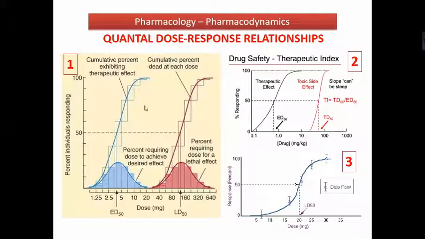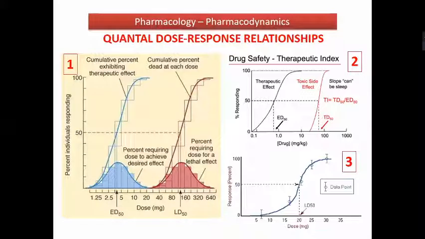Okay, so here when you graph the dose response of the drug, you can have something like this. Concentrate on this graph. Okay, so here again, as you increase the dose of the drug, you expect that many of the individuals will have an observable effect of the drug. Okay, so from this concept, we have the ED50. What is ED50? The ED50 is the dose of the drug in which 50% of the subjects have the observable effect.